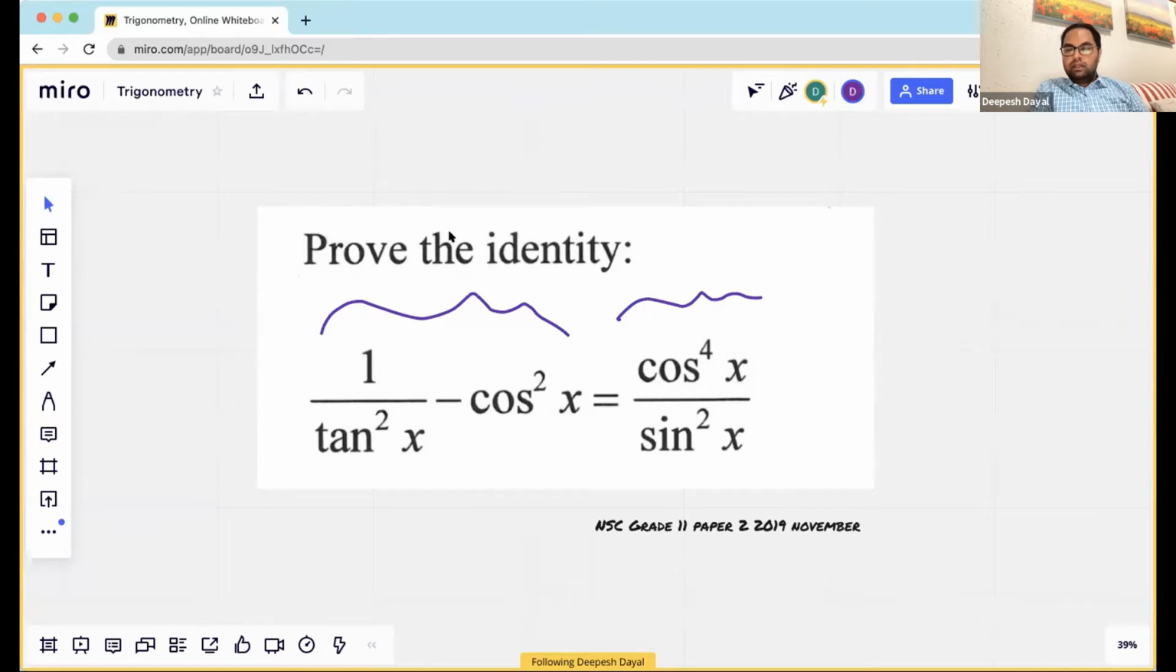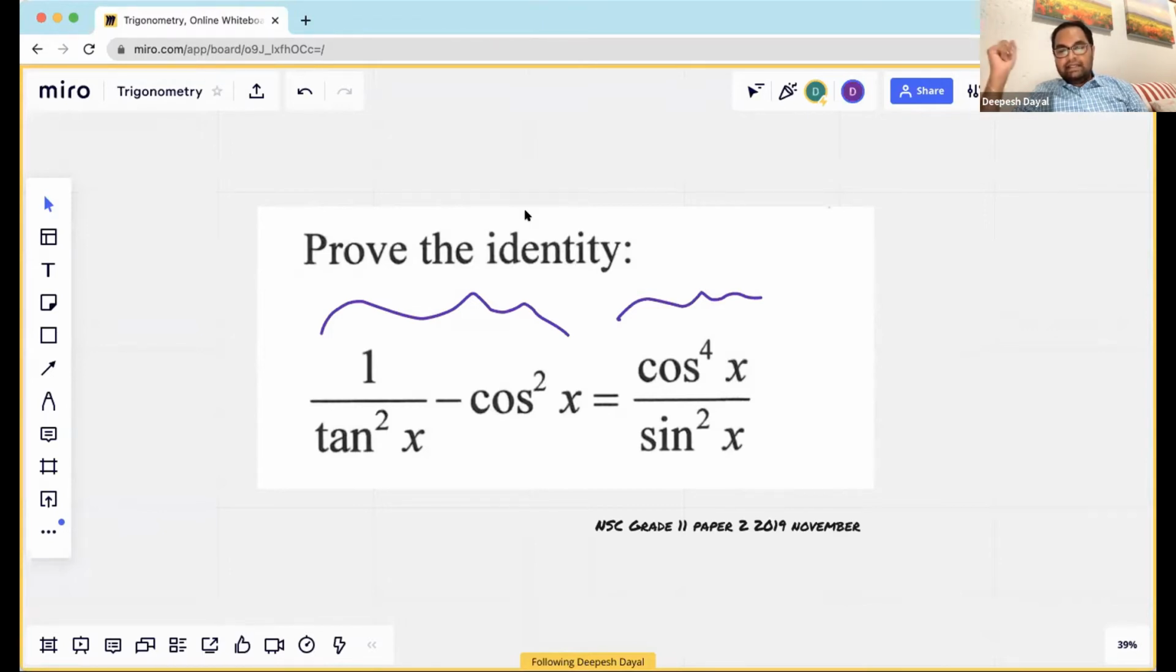Sir, excuse me, sir. You said we should do both sides, right? Or we should choose. You don't need to do both sides. If you can prove that the left looks like the right or the right looks like the left, you can do that. Or you can choose to do both sides as well, right?